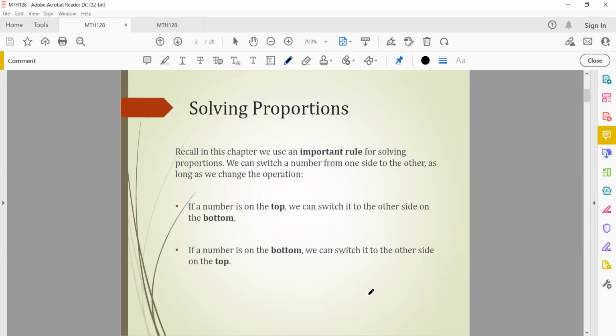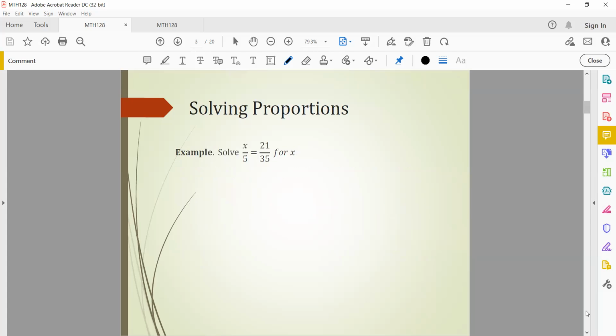Okay. So we established an important rule for solving proportions previously, and it was that you could take a number and move it from one side of the equation to the other, as long as you give it the opposite operation compared to what it had. That means switching it from the bottom to the top or vice versa. And of course, the top is always associated with multiplication, and the bottom is always associated with division.